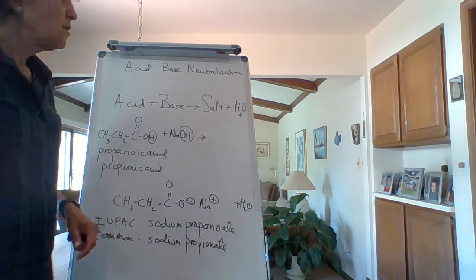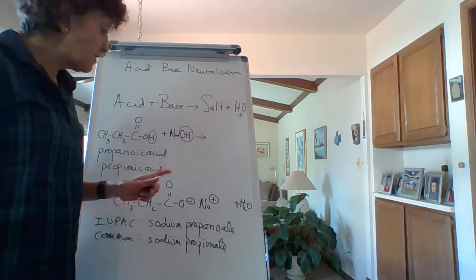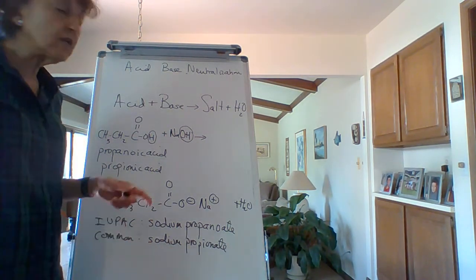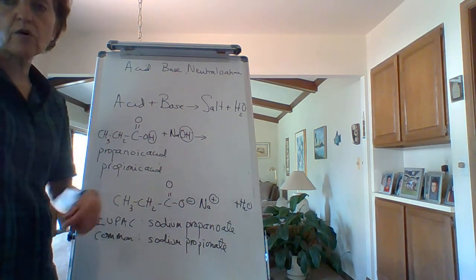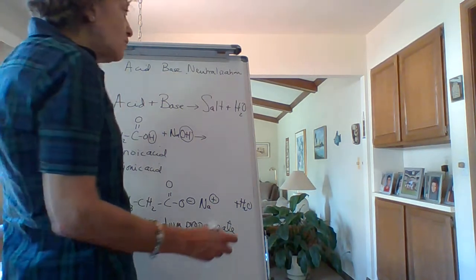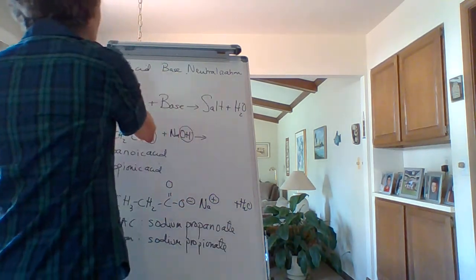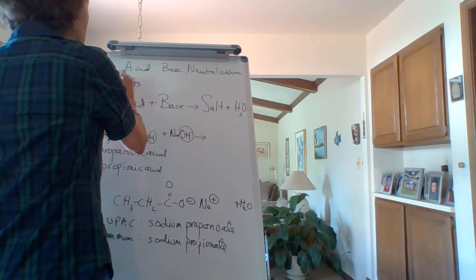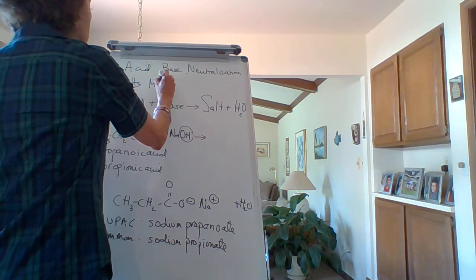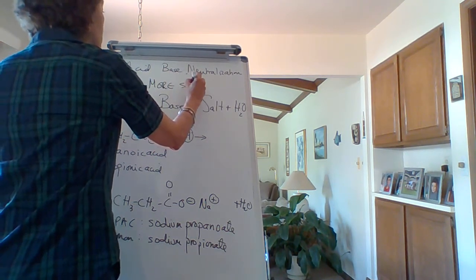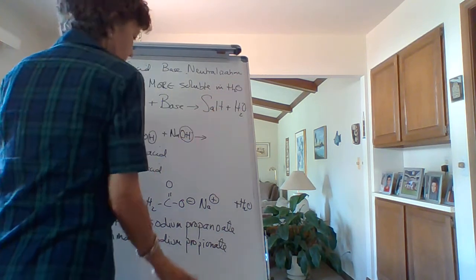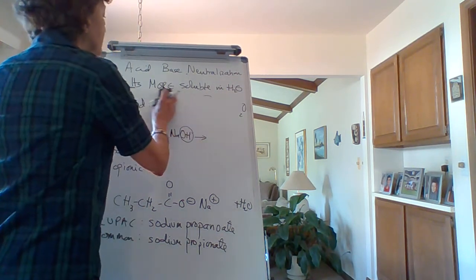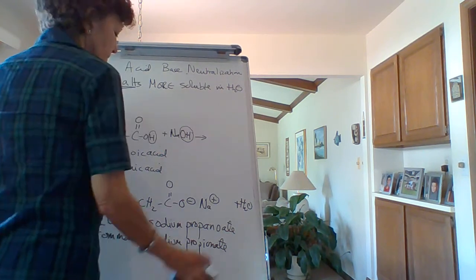Okay? So this is how you make salts. This is how you name salts. All you need is any carboxylic acid, any base, you end up with a salt and water. One thing you should know is that salts are more soluble in water than carboxylic acids.